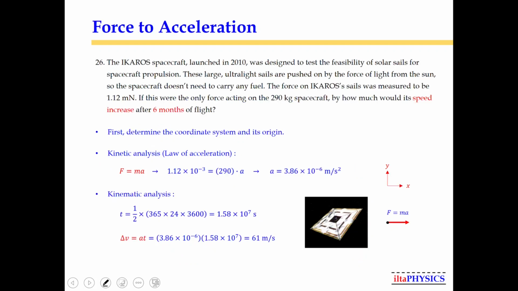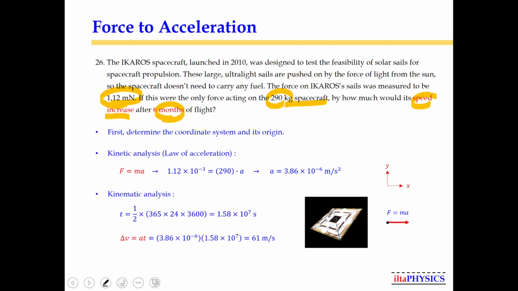Problem number 26 is a description of the motion of the IKARO spacecraft launched by Japan in 2010. As shown in the image below, the IKARO spacecraft gets energy from sunlight and uses it as power for the spacecraft without separate fuel. When a force of 1.12 millinewtons is applied to a 290 kilogram spacecraft, it asks for the change in velocity after 6 months.